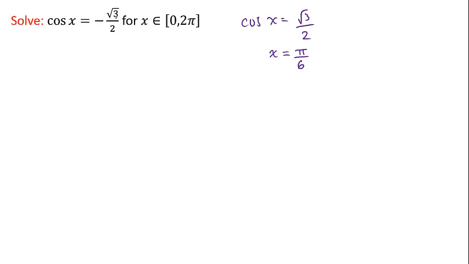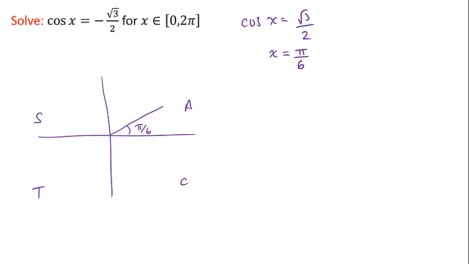Okay, so if you're looking for a negative value, the first thing you want to do is just find the value of that when it's positive. So now using my CAST rule, the angle pi over 6, 30 degrees, is here. But that's where cosine is positive. I'm looking for where cosine is negative. So it's negative in the third and fourth quadrants.